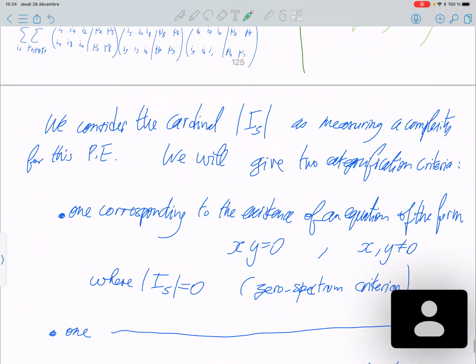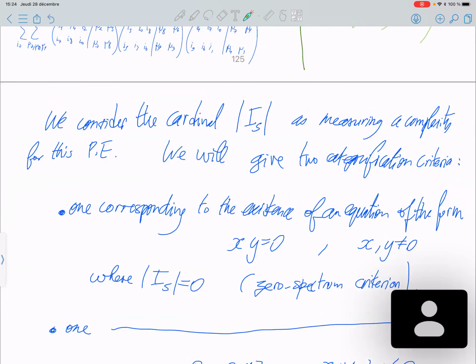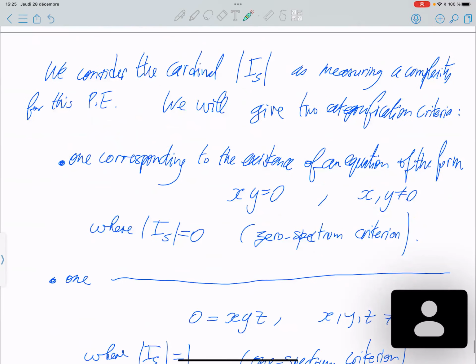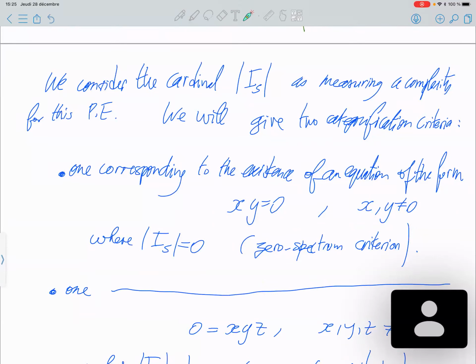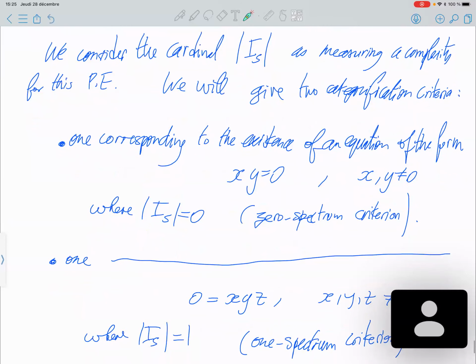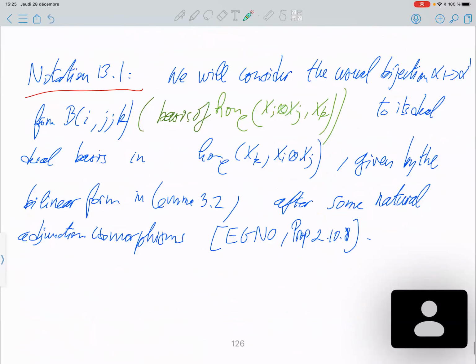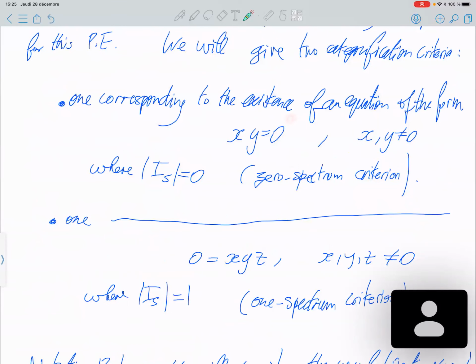And so we will state and prove two criteria. One where the cardinal of the spectrum is zero, called the zero spectrum criterion, and one when the cardinal is one. More precisely, for this one, we will reformulate the existence of an equation of this form, xy equals 0 with x and y different from 0. We will reformulate the existence of such a Pentagon equation. And for the one, it's of this form: 0 equals xyz with x, y, z different from 0. So we will now state the first. You will better understand what I mean by that.